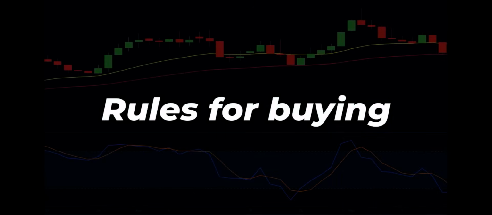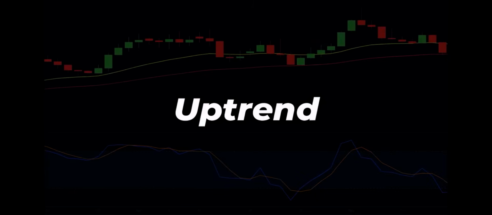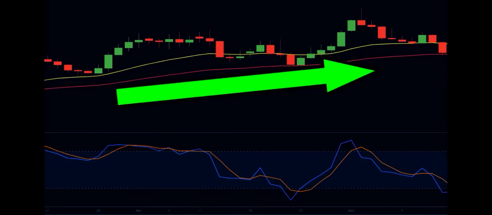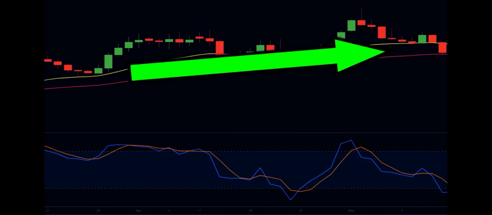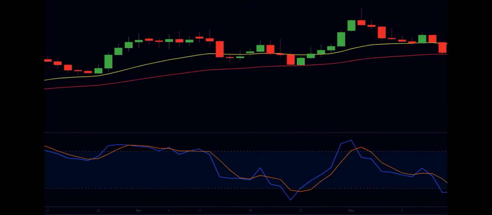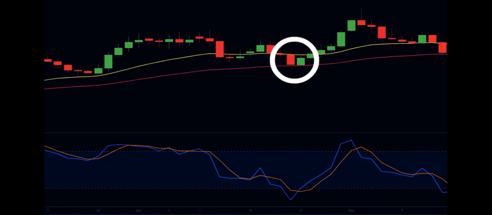First up, we have the rules for buying. For a buy setup, we want to see the price in an uptrend. In an uptrend, we want the 21 EMA to be above the 50 EMA, and we want both the EMAs to be sloped upwards. Then we wait for the price to pull back to the area between 21 EMA and 50 EMA. We will call this the retracement zone. Once the price reaches this zone, we want the stochastic to be oversold at the same time.